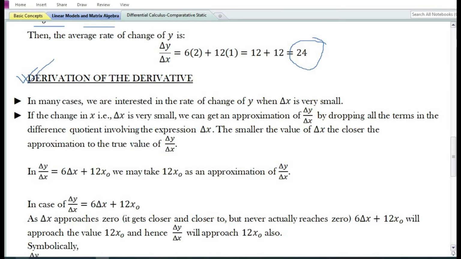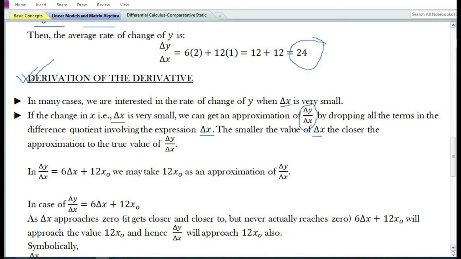In many cases, we are interested in the rate of change of y when the change in x is very small. That is, if you want to produce an additional unit of a good, what will be the change in total cost? Or if we sell another unit of an output, what will be the change in the total revenue of the firm, and so on. If the change in x, that is del x, is very small, we get an approximation of del y by del x by dropping all the terms in the difference quotient involving the expression del x.